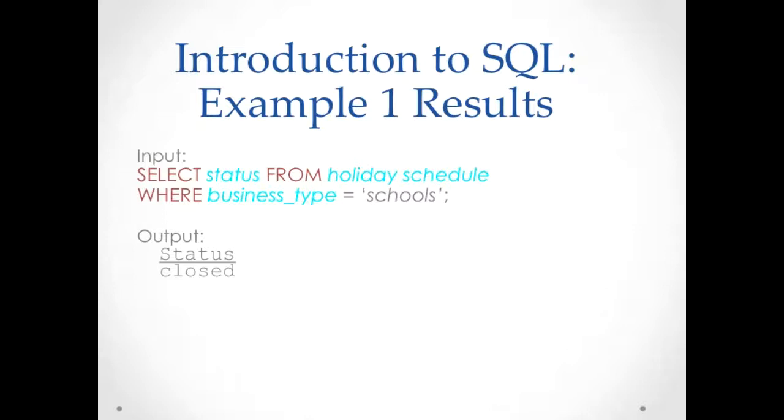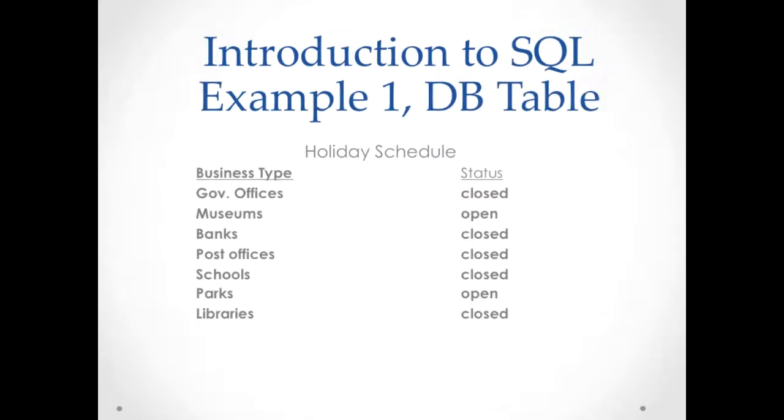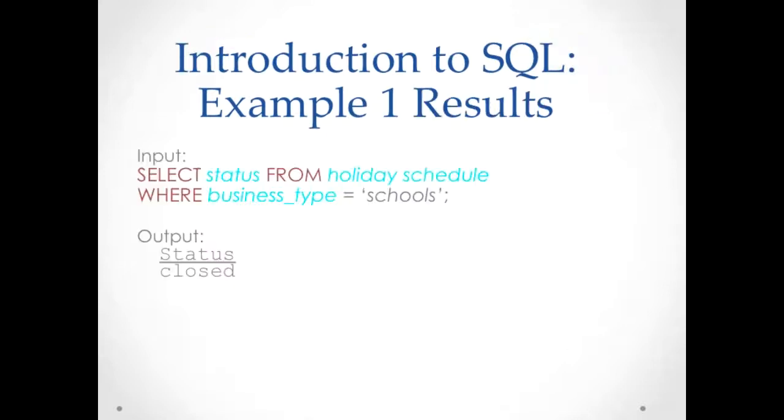So then if we query this table, and let's just say it's exactly as it is on this slide, where it's just 2 columns. If we selected status from the holiday schedule table where business type equaled school, we would literally get this exact output, if it's as it was on the previous slide.